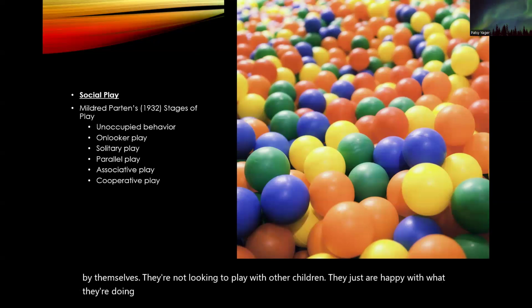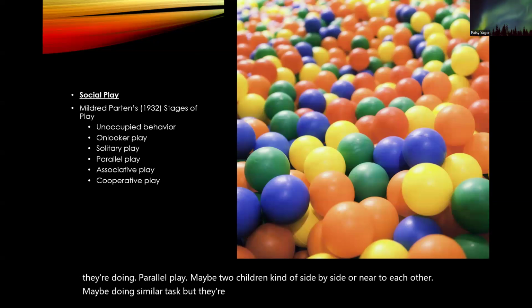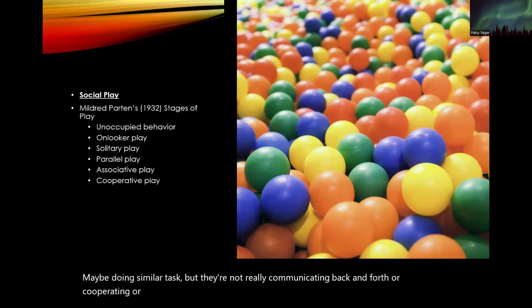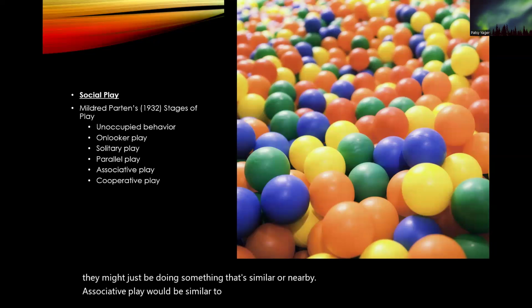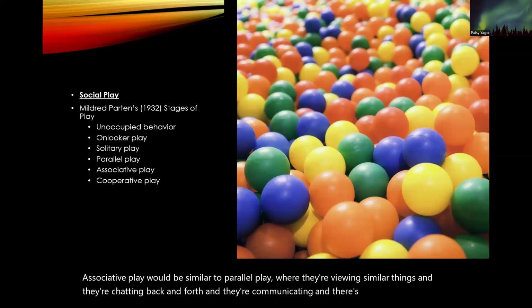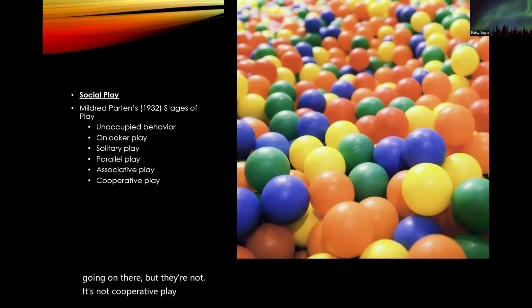Parallel play, maybe two children side by side or near to each other, maybe doing similar tasks, but they're not really communicating back and forth or cooperating or talking or anything. They're doing their own thing, but they might be doing something that's similar or nearby. Associative play would be similar to parallel play, where they're doing similar things and they're chatting back and forth and communicating and there's some socializing going on, but it's not cooperative play yet. It's that stage before they actually begin to do something together.